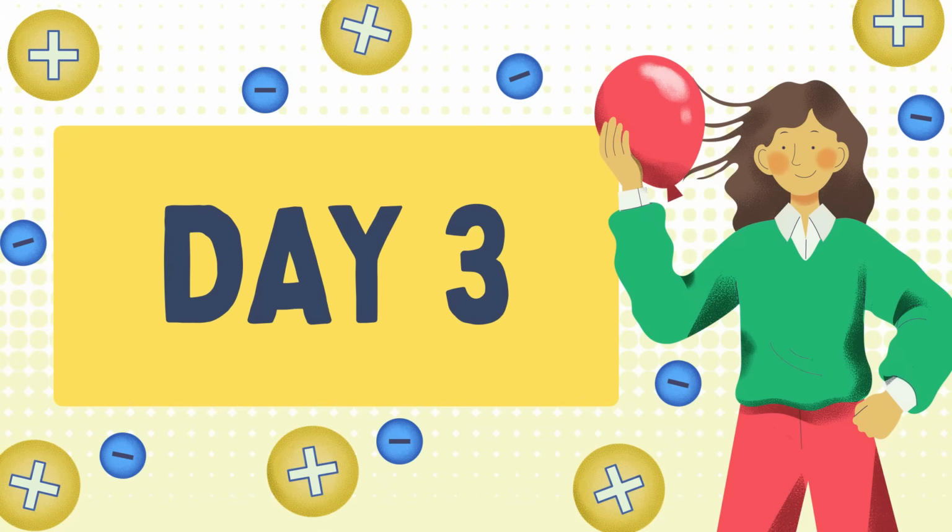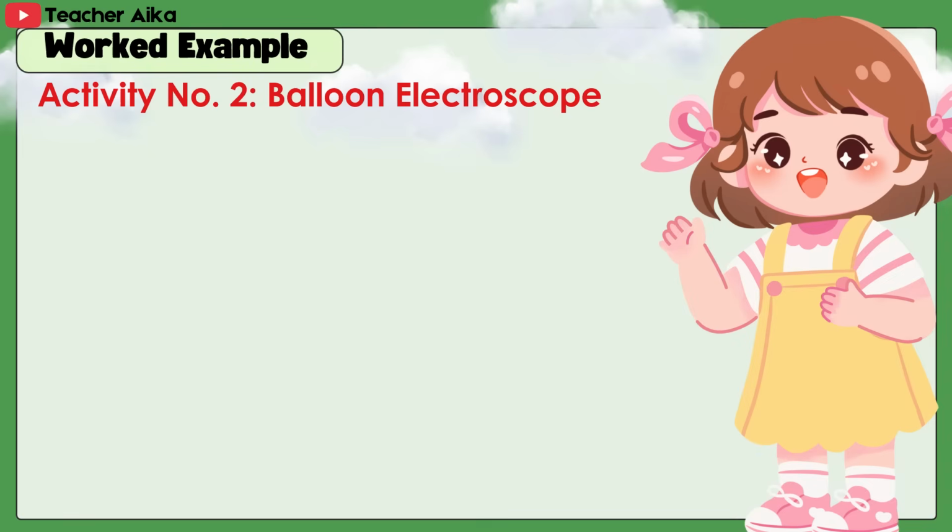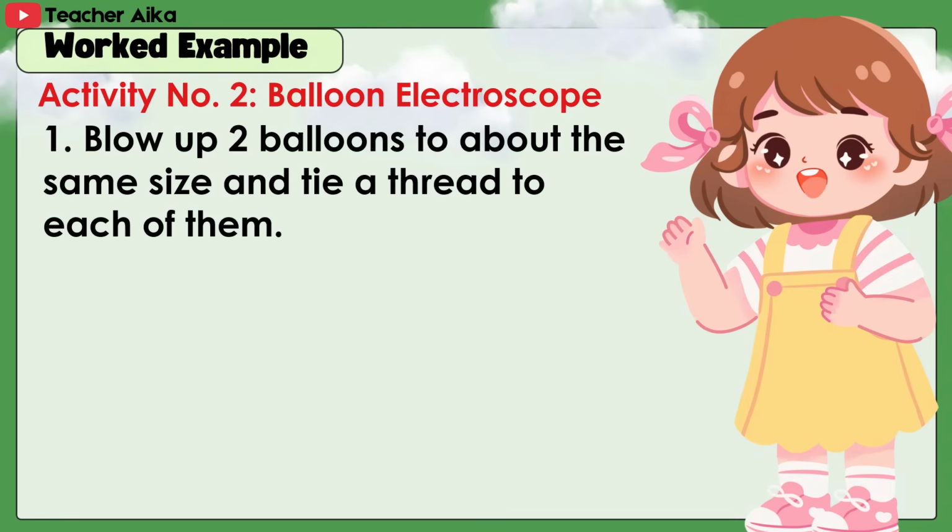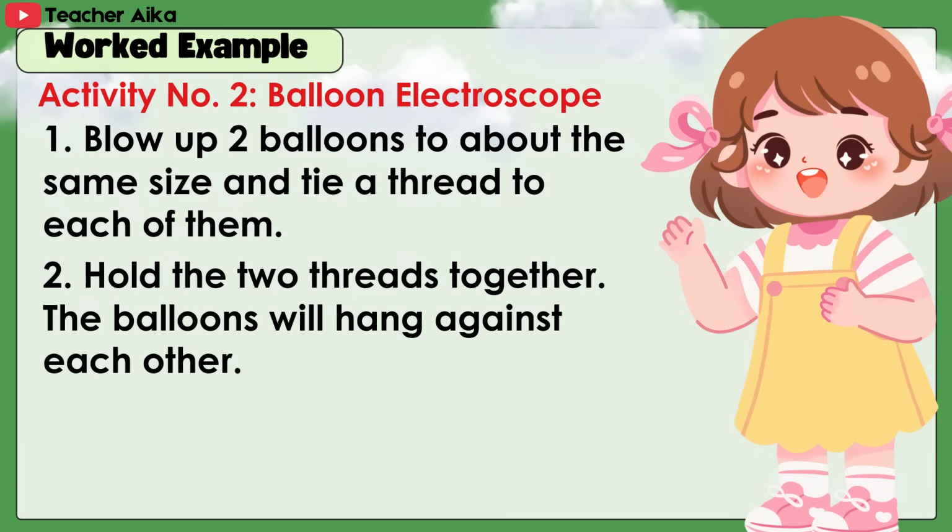Day 3. Activity 2, Balloon Electroscope. 1. Blow up 2 balloons to about the same size and tie a thread to each of them. 2. Hold the 2 threads together. The balloons will hang against each other.